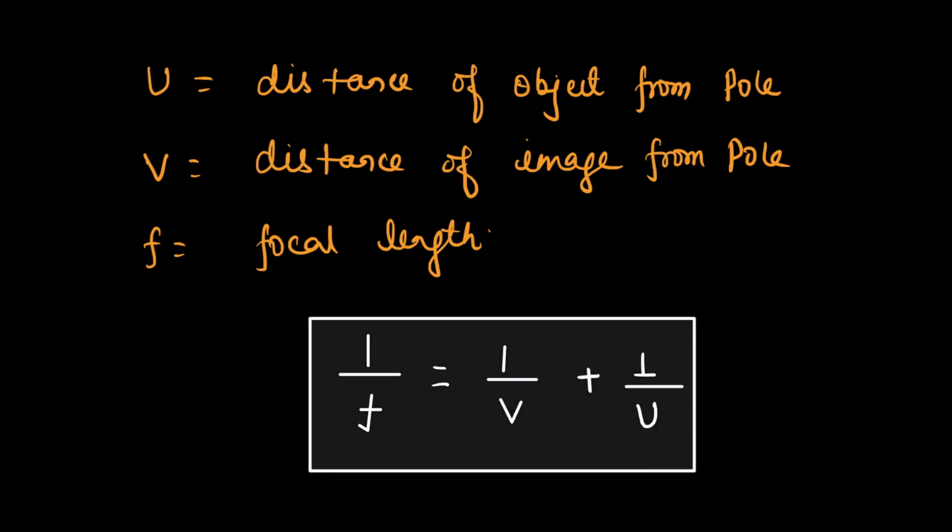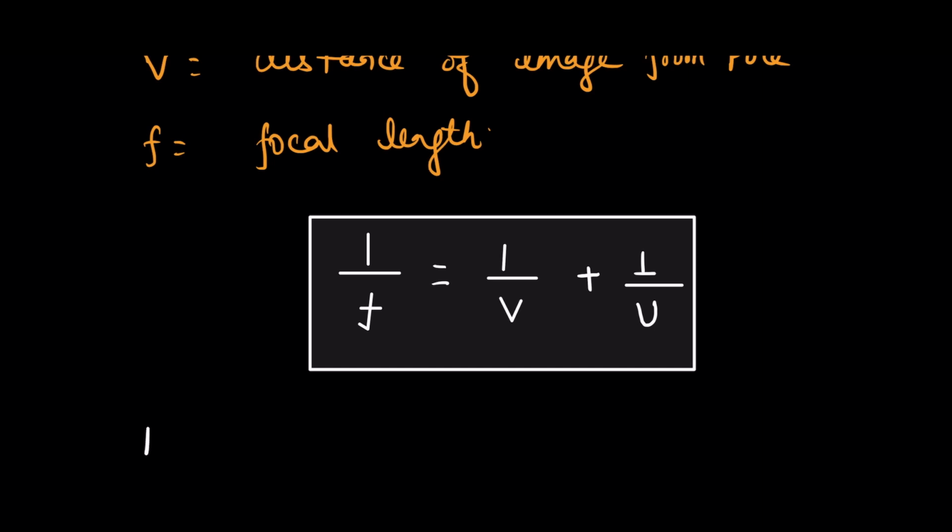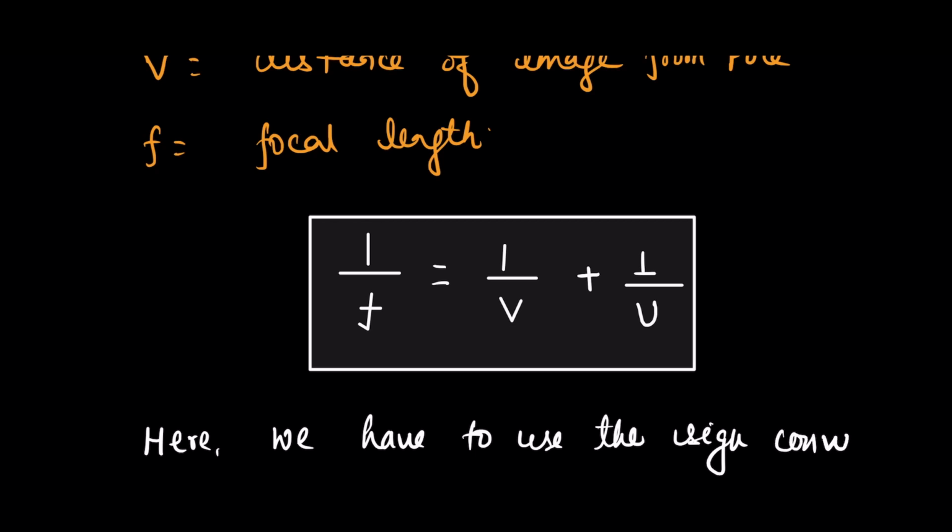One thing we need to remember is that here we have to use the sign convention. It means that the value will remain the same, but the sign will change from mirror to mirror. If we are using a concave mirror, we have a different sign convention. If we are using a convex mirror, we have a different sign convention. And according to the change in the sign convention, the answer will change. I hope you understood this part properly.